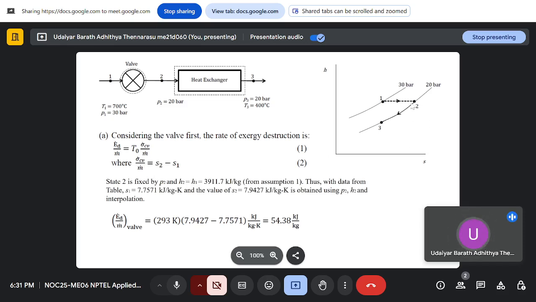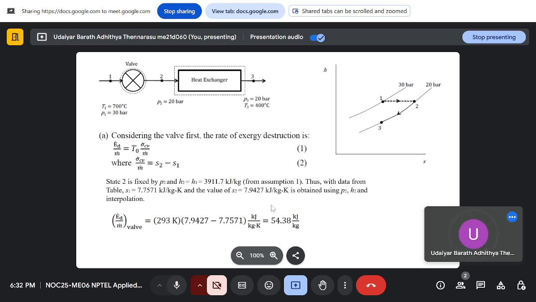Since it's a constant enthalpy process, my state 2 is fixed: I know it is the enthalpy at state 1 and 20 bar. So enthalpy at state 1 is 3911.7 kilojoule per kg, and from the table we get entropy at state 1 as 7.7571 kilojoule per kg Kelvin. For state 2, for this enthalpy of 3911.7 and the pressure of 20 bar, I get entropy as 7.9427 kilojoule per kg Kelvin.